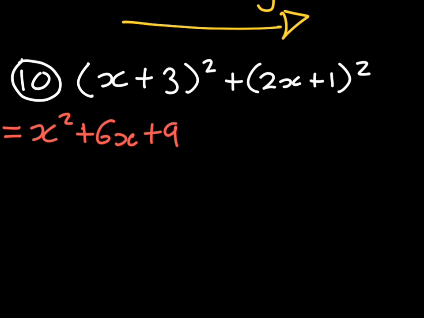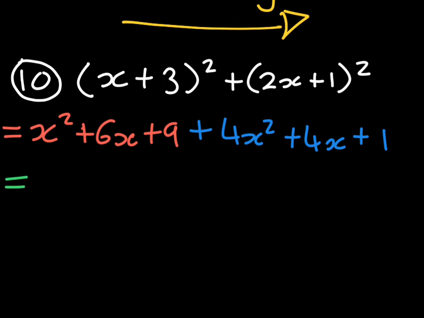For the second part, we can use that same trick. We square the first term to get 4x squared. We then multiply and double, so 2x times 1 is 2x. Double it to get 4x. And lastly, we square the last term. 1 squared is just 1. Alright, so we have saved a step. We've saved ourselves a bit of time by using that trick.